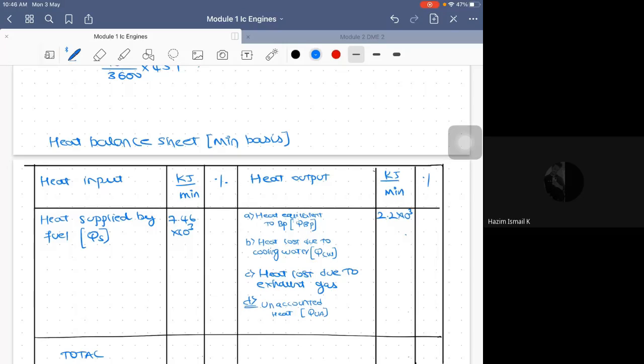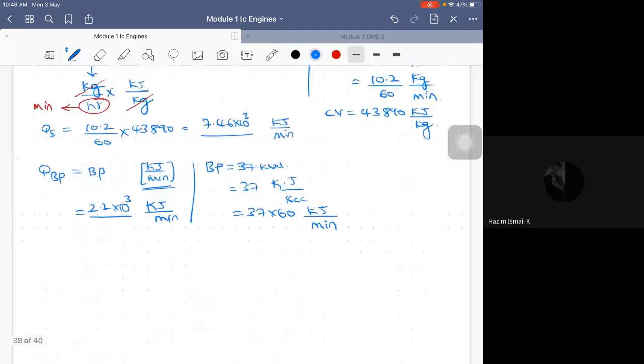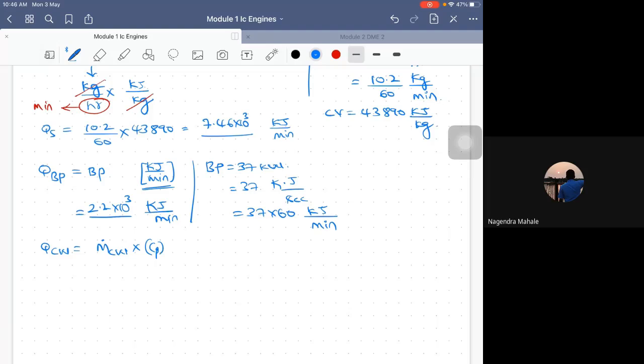Now, next we have to calculate QCW. What is QCW? Cooling water. The formula is mass flow rate of cooling water cross Cp of cooling water cross temperature difference of cooling water. Whether all these parameters are given, mass flow rate of cooling water has been given.